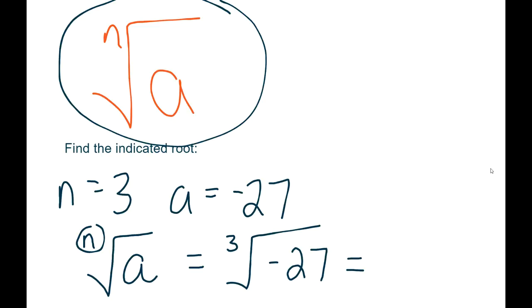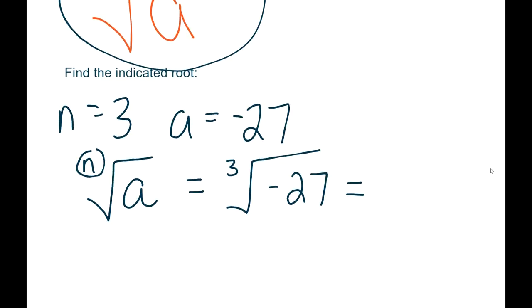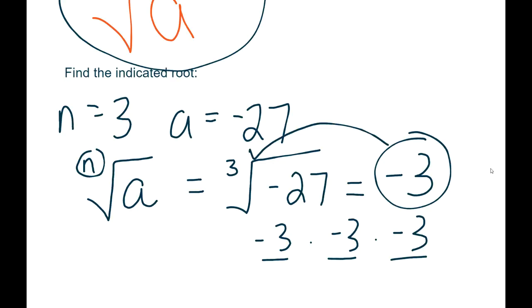So you have this button on your calculator. You could easily do this on your calculator, but what your calculator is figuring out is what times what times what is going to be negative 27. And when you type that in your calculator, it's going to be negative 3. So the answer is negative 3. And there's only one answer because my root is odd.